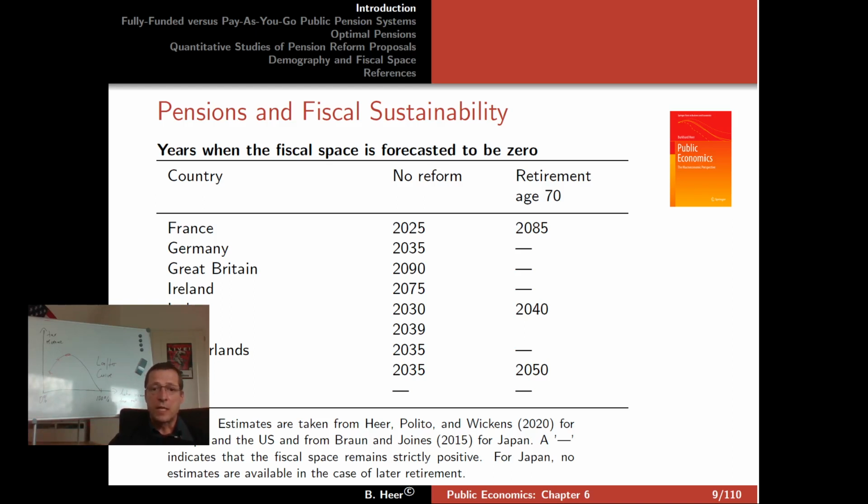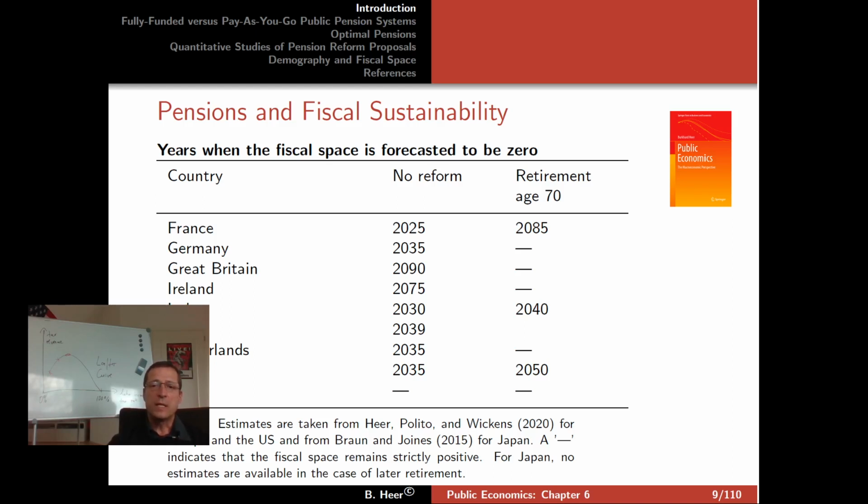There's also a study by Brown and Joines, which studied the same question for Japan, and they found that in 2039, Japan is unable to pay pensions from labor income taxes or social security contributions alone.